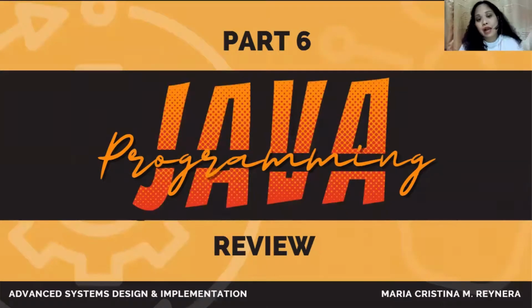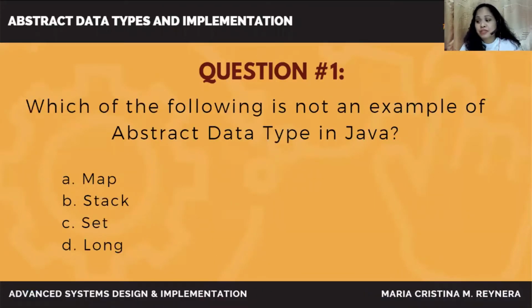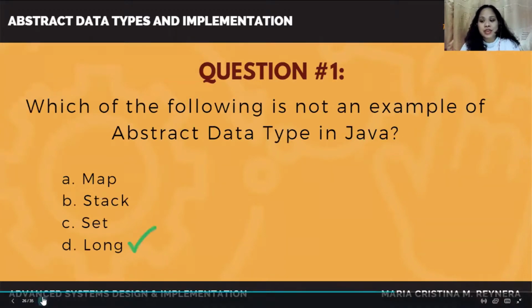So before we end our session, let's review what we have discussed today. I'll be giving you 5 questions. All you need to do is identify the correct answer. Number 1, which of the following is not an example of an abstract data type in Java? A, map, B, stack, C, set, D, long. The correct answer is long, letter D.